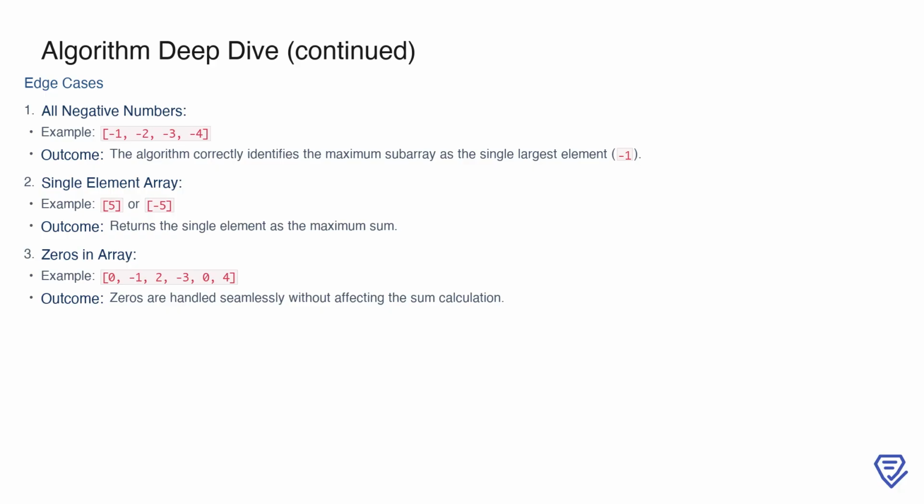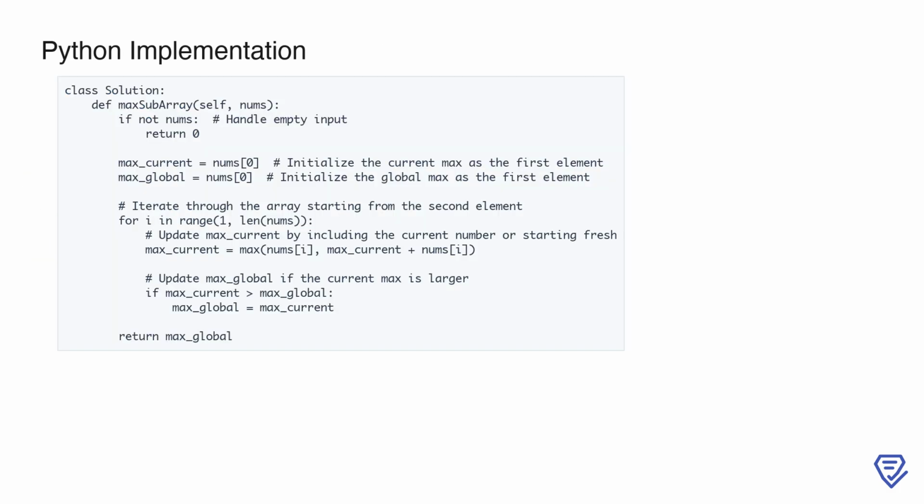as the maximum sum. Arrays containing zeros, such as 0, -1, 2, -3, 0, 4, are handled seamlessly. Zeros neither interrupt the process nor distort the sum calculations. These examples highlight the robustness of the algorithm, ensuring that it consistently produces the correct result regardless of the input configuration. This code solves the problem of finding the maximum sum of any contiguous subarray in an array of integers.